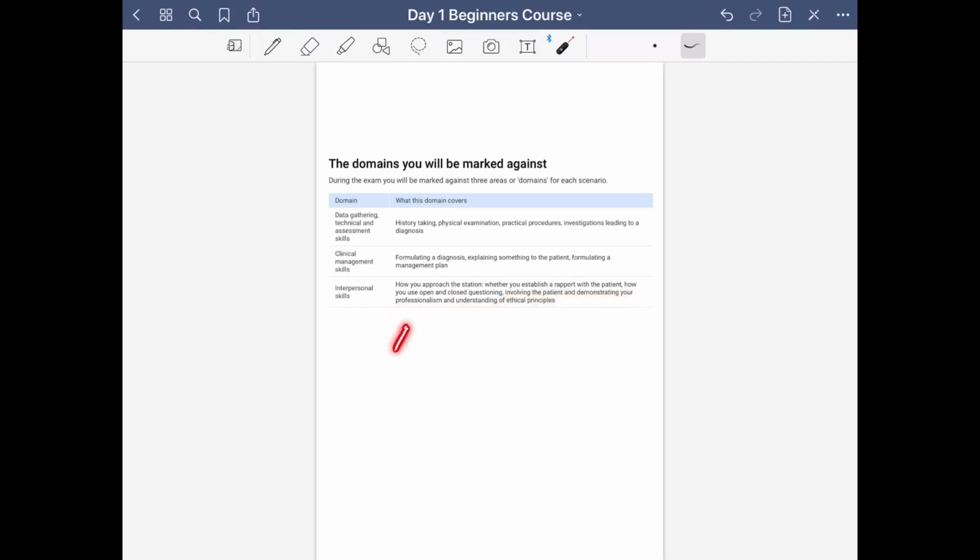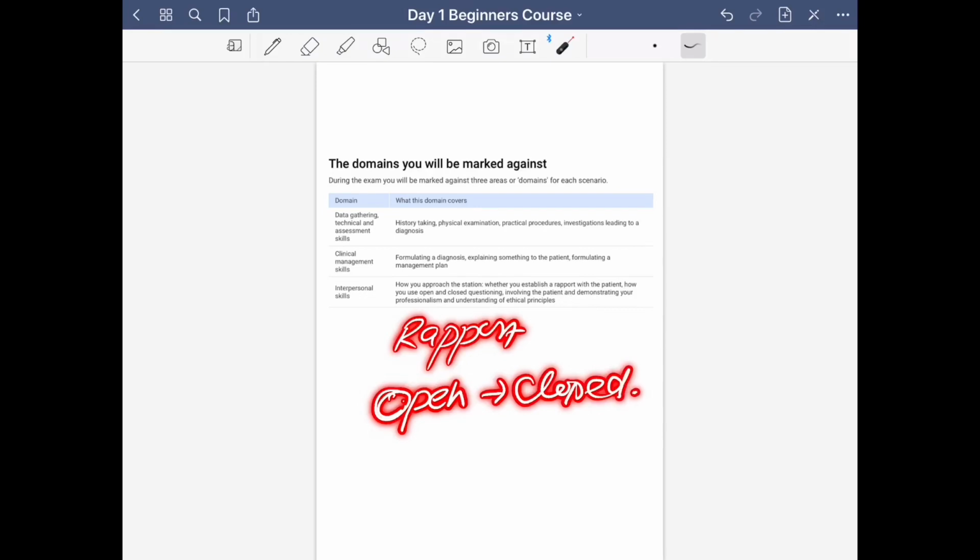ethical principles. So there are a few things. Number 1 is about the rapport. Number 2 is about moving from the open-based question to the closed question. Do not directly ask the closed questions. And then also you have to involve the patient. It should be patient-centered consultation. It's not that you are doing some one-way communication. You have to involve the patient.